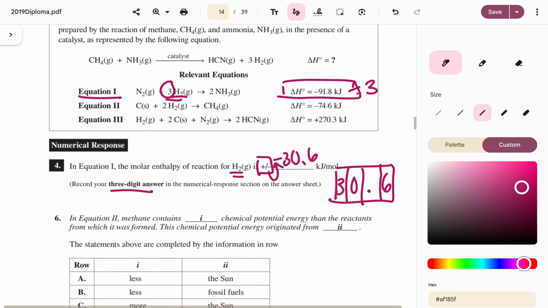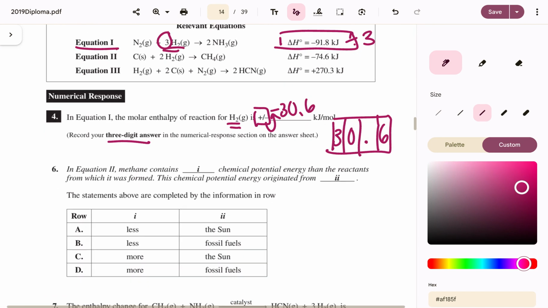In the second one, in equation 2, methane contains blank chemical energy than the reactants. So in equation 2, we want to see that this is exothermic. So this is what our exothermic potential energy graphs look like. And methane is a product. So that's here. So if we are looking and comparing methane to its reactants, it has less potential energy because it's lower than its reactants. And then we want to remember, and it doesn't matter what unit you're talking about, all energy originates from the sun. So this would be A.